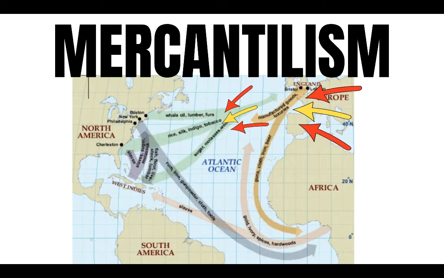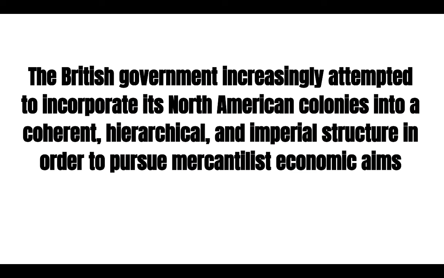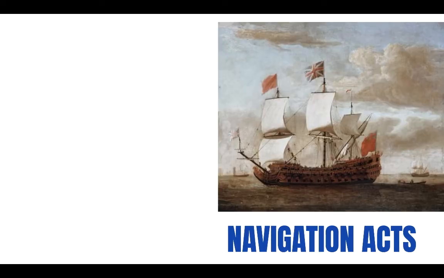This process is not going to happen on its own, and as a result, the British government increasingly attempted to incorporate its North American colonies into a coherent, hierarchical, and imperial structure in order to pursue mercantilist economic aims. To do this, laws such as the Navigation Acts were passed. The Navigation Acts did things like require trade from the 13 colonies to be conducted on British ships.